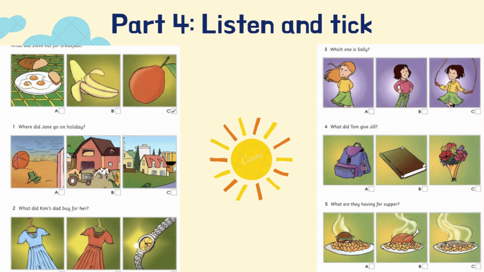1. Where did Jane go on holiday? Did Jane go on holiday? Yes, she went last week. Did she go to the beach? No, she went to see her grandparents. Do they live in a town? No, they live on a farm in the country. That's good. It's beautiful in the country.